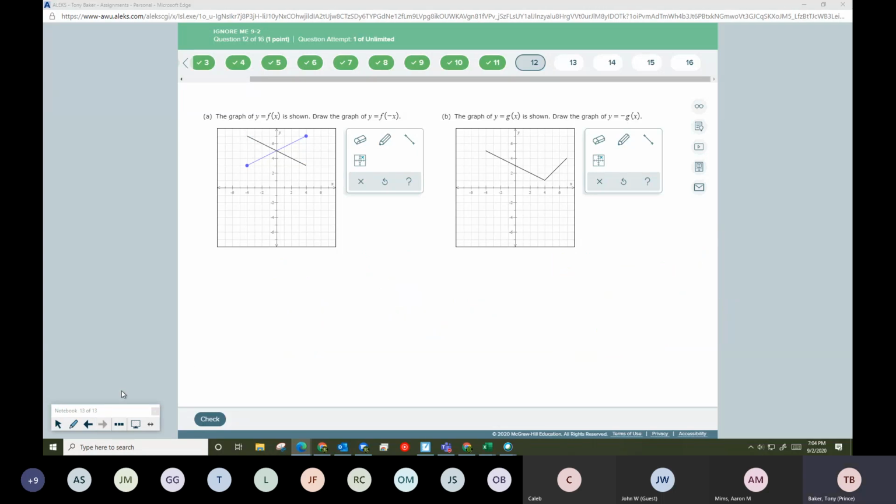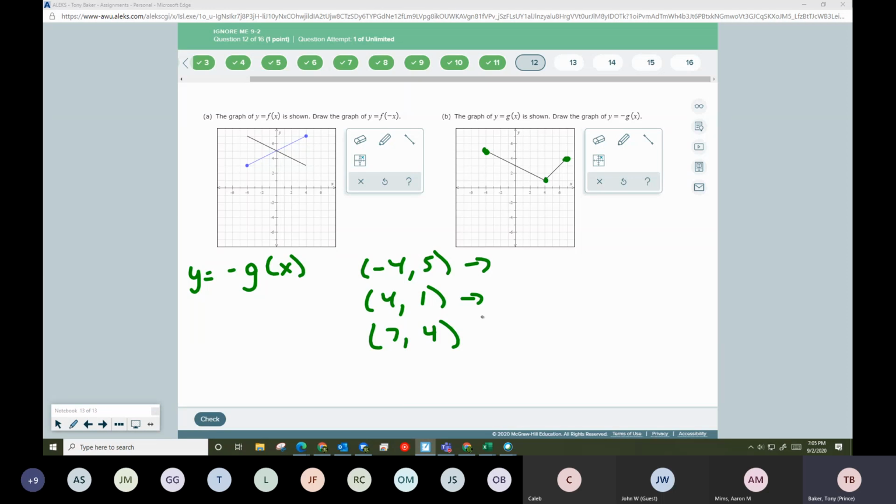So for this one, I have -g of x. So this one, I have 3 points. So I have -4, 5. I have 4, 1. And then I have 7 and 4.